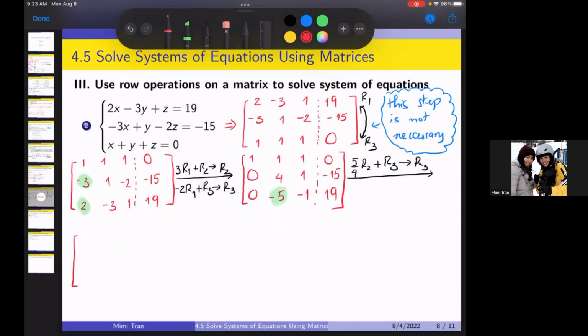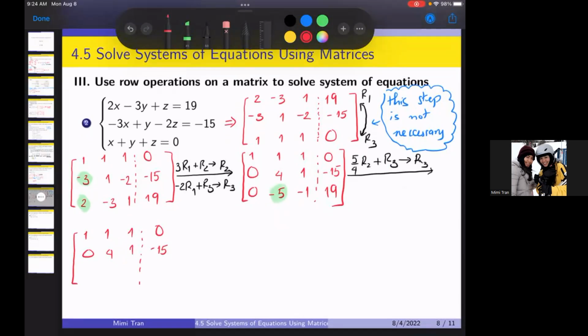Okay, so let me rewrite the first and the second row. 1, 1, 1, 0, 0, 4, 1, -15. 5 over 4 times 4. My eyes are on the second row right now, and I'm gonna add to the third row. 5 over 4 times 0 is 0, so add 0 is still 0 here. 5 over 4 times 4, this one is 5. Add to -5 is 0. Yay. 5 over 4 times 1, add -1. So 5 over 4 times 1 plus -1.